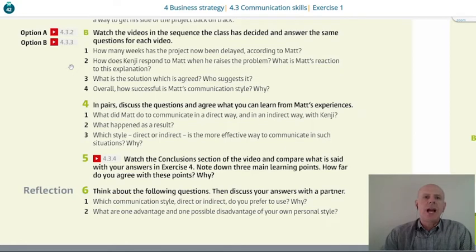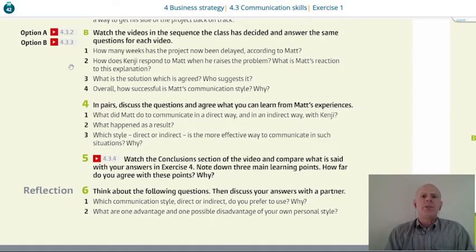What is Matt's reaction to this explanation? Is Kenji more defensive in option A than in option B? Do bosses like defensive answers? What is the solution which is agreed? Who suggests that? Is it Matt? Is it Kenji? In option A, option B, do these questions have the same answer in both videos?